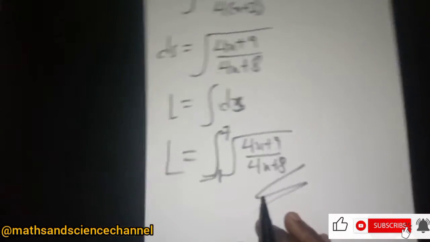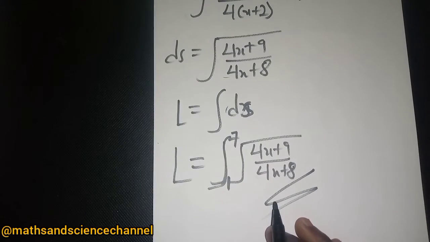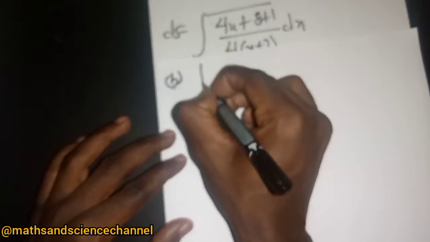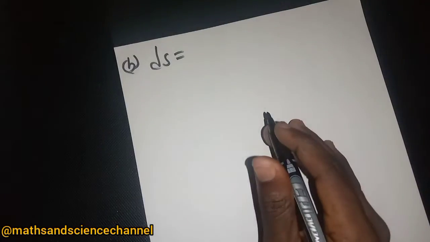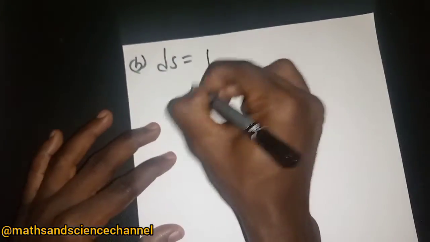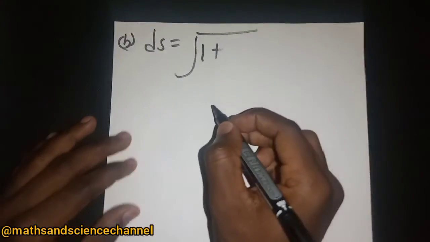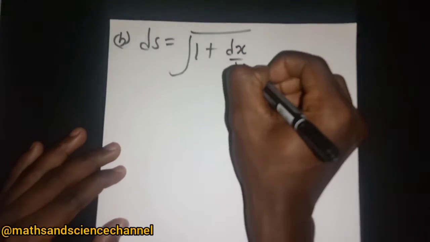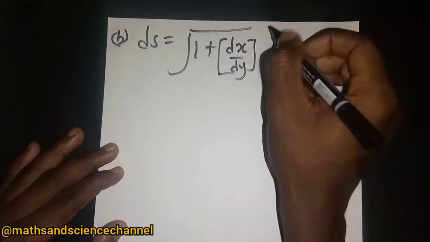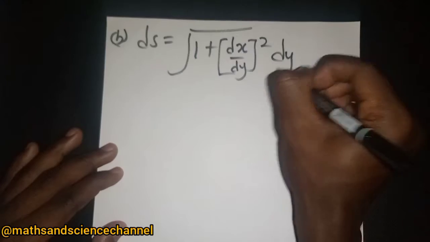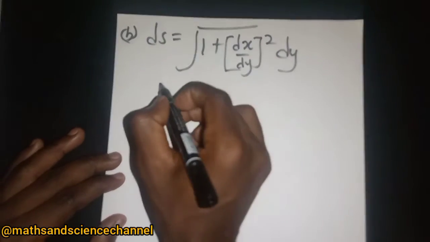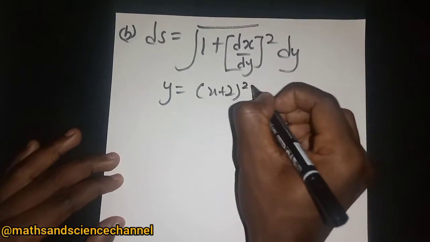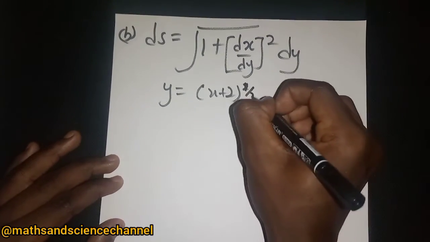Now let's look at the b. So in the b we have L here being equal to the integral of ds. So let's do b here. So the square root of 1 plus, this time we have dx over dy, then square that, then dy here. All right, and we are given y being equal to x plus 2, then to the power half.